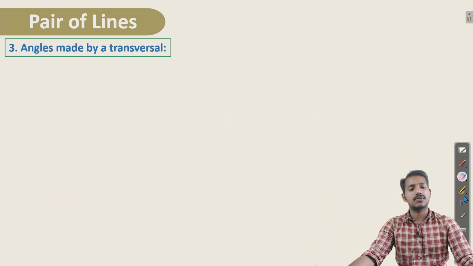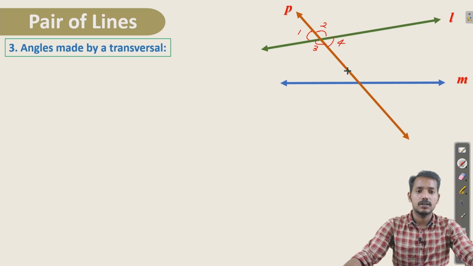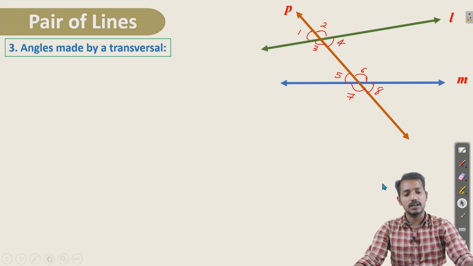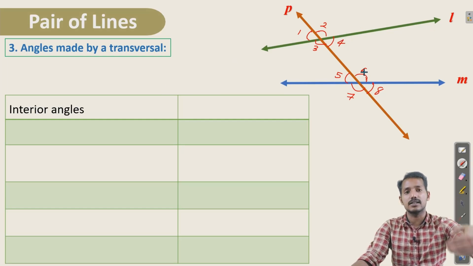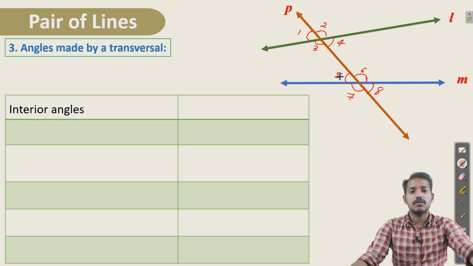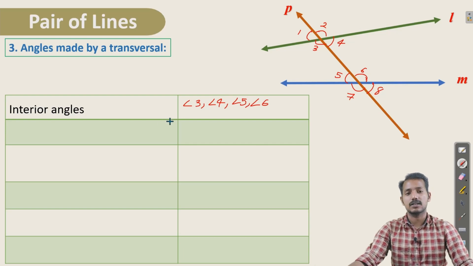Now let's discuss the kinds of angles formed by a transversal. There are a total of 8 angles formed: 1, 2, 3, 4, 5, 6, 7, 8. Let's discuss the types of angles. First one is interior angles. Interior angles are the angles formed between the two lines, inside of this region. So 3, 4, 5, 6. These are the 4 angles in between these two lines: angle 3, angle 4, angle 5, angle 6.